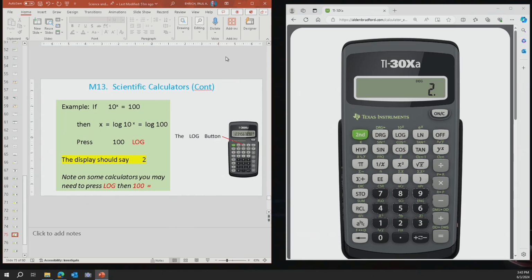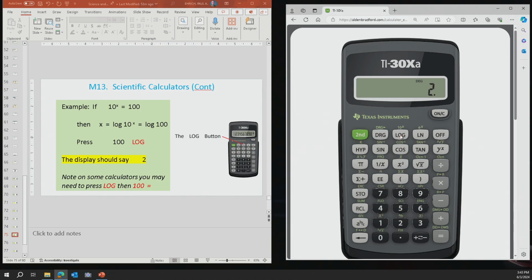So let's go over to our calculator and let's clear it, and then let's enter 100. So we need to press 100 and then press the LOG button, which is up here, and we get 2. So x is equal to 2. The logarithm of 100 is equal to 2.